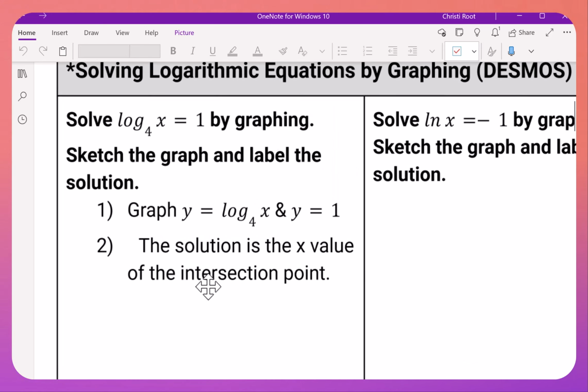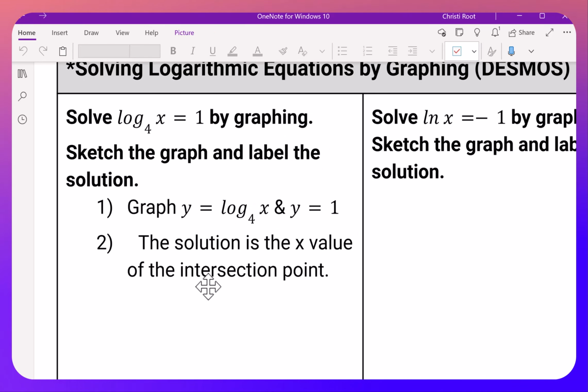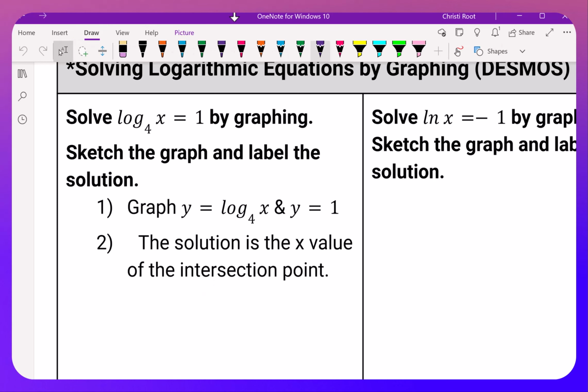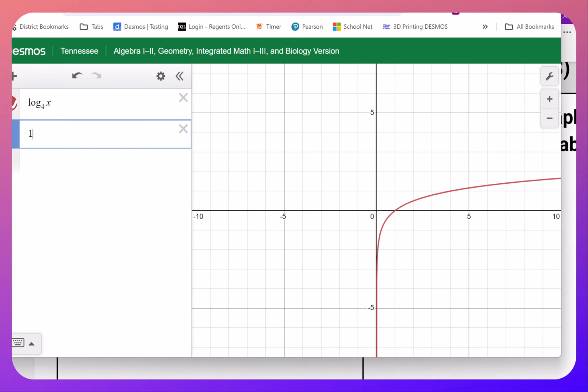So let's take a second and look at this first example here. All you have to do is graph the left side and then graph the right hand side. But you've got to remember, when you graph the left and the right hand side, make sure that they are equal to y. That way Desmos picks it up as an equation. And I'm going to show you exactly what I'm talking about right here.